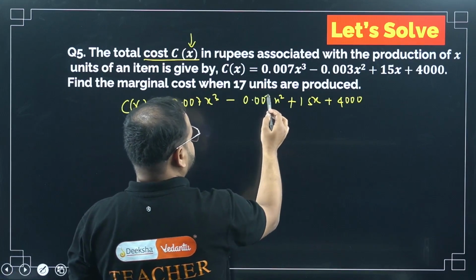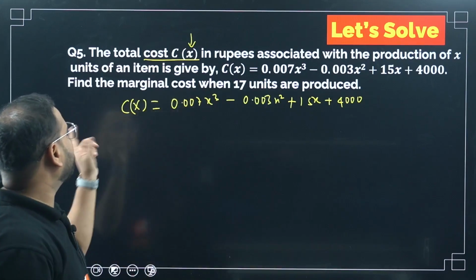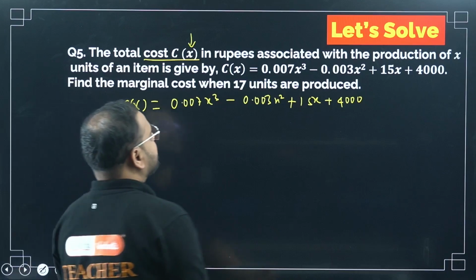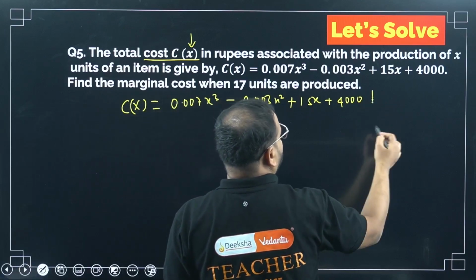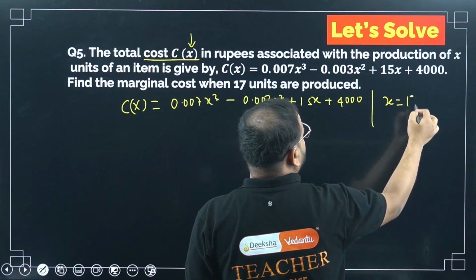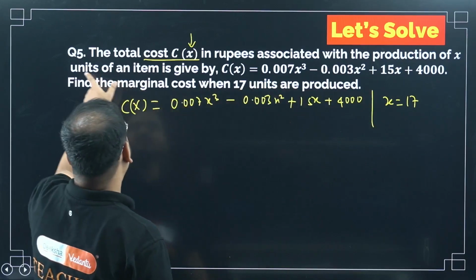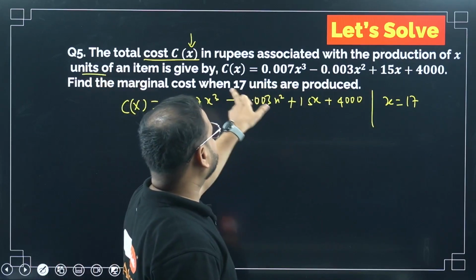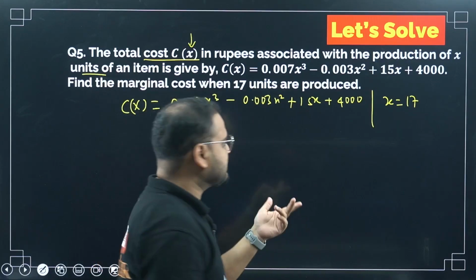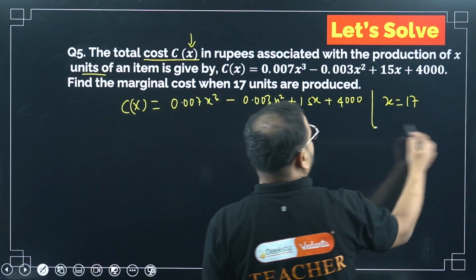Chaliye. Now they are asking: find the marginal cost when 17 units are produced. So they have given the x value as 17, right? Because x was the number of units in the production, and they have given 17 as the number of units, means x value is 17. What is the marginal cost?